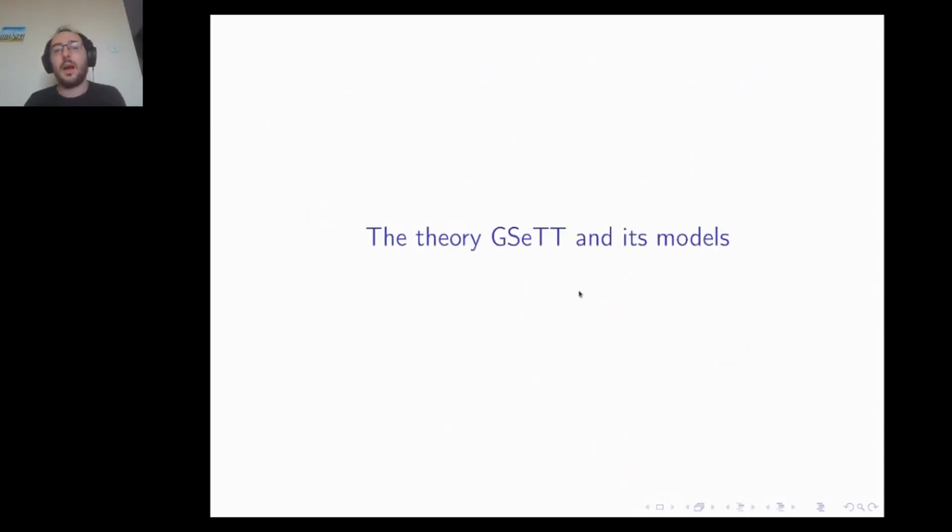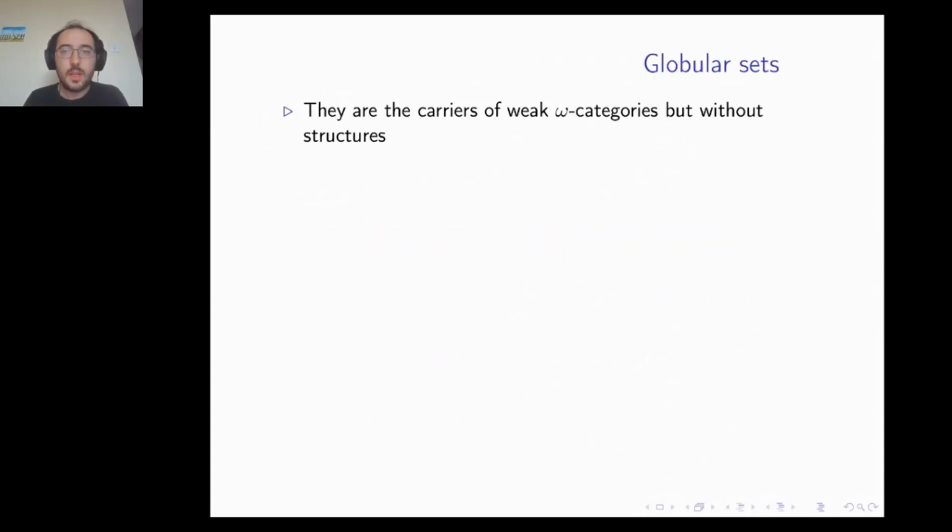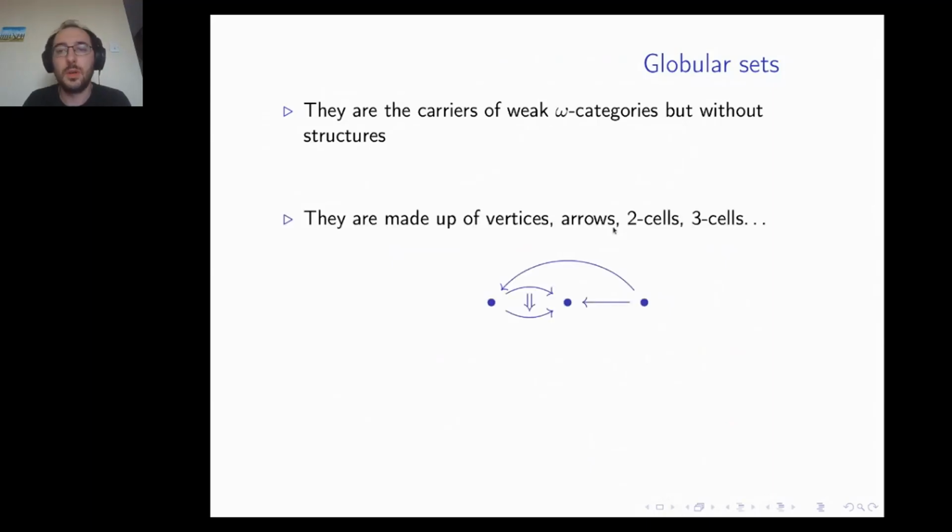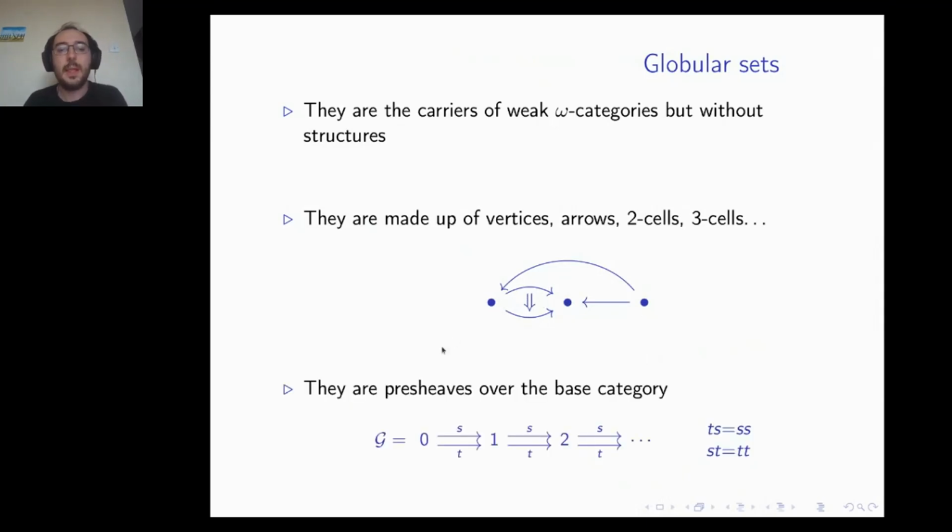So now I'm going to present you a much simpler theory, but I'll do it in a more formal way. And I'll present the notion of models that I'm interested in. So the theory that I'm interested in is the theory for globular sets. So globular sets, you probably know what it is if you know weak omega groupoids. And these are a generalization of graphs where you can have arrows in every dimension, but the arrows need to be between two parallel arrows. And you can see them as presheaves over a base category, the same way you can see simplicial sets as presheaves over a base category.